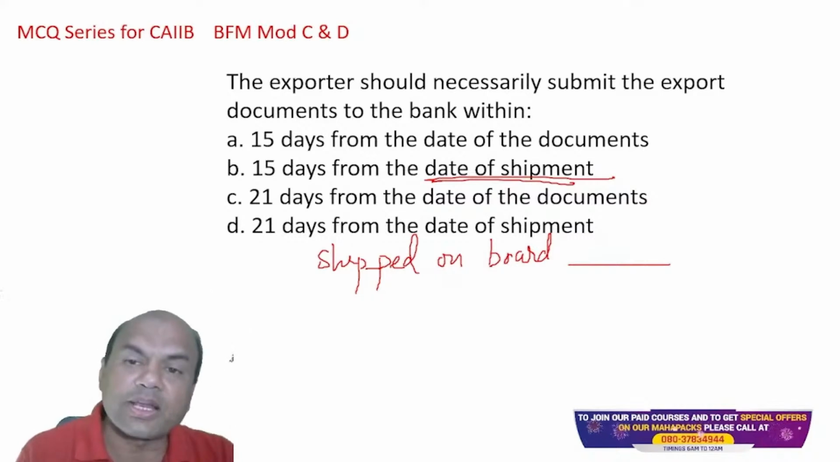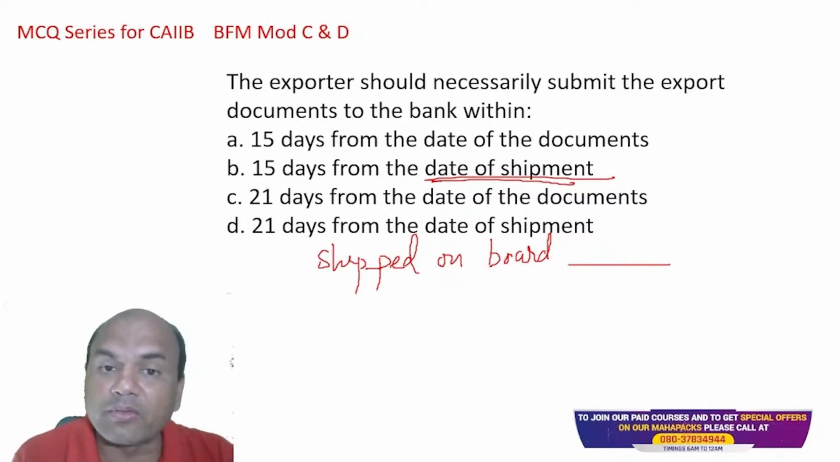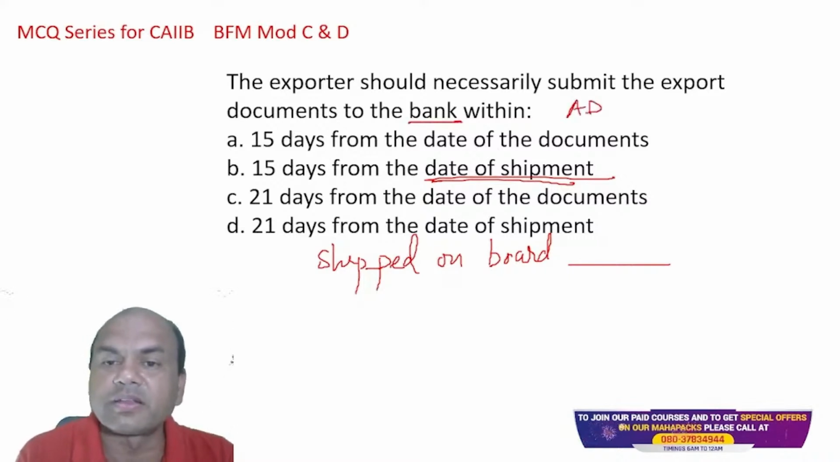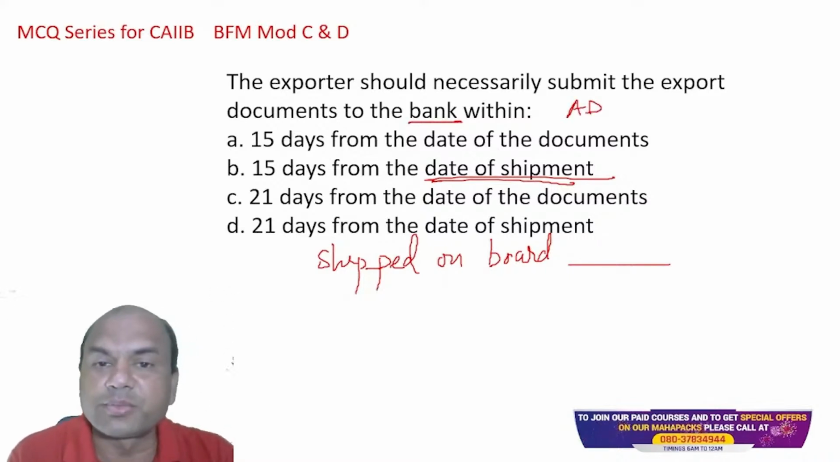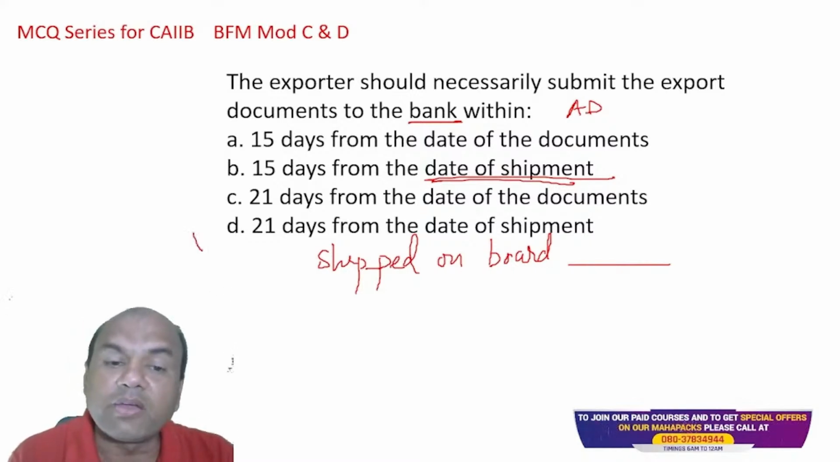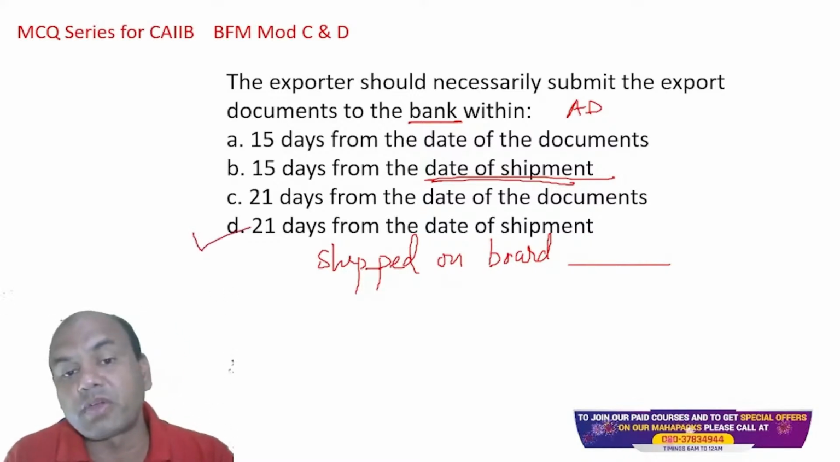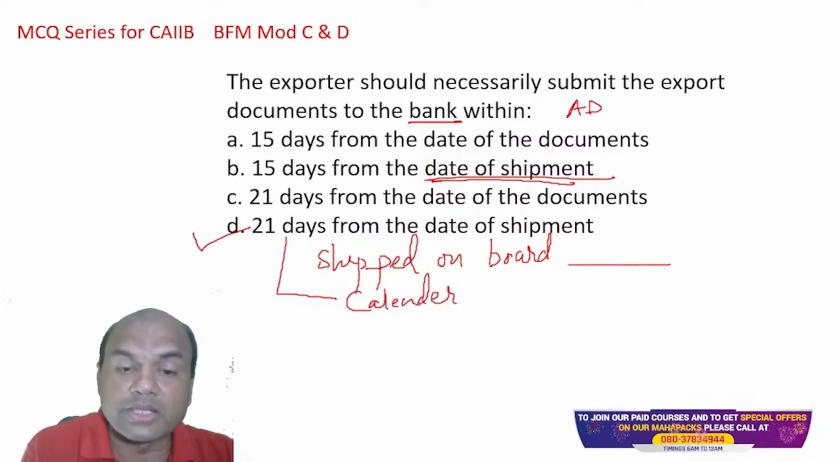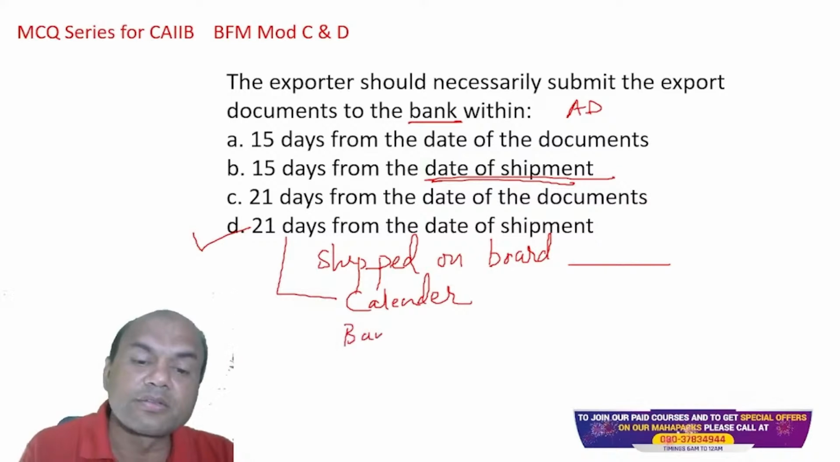So this exporter has to submit the documents to the bank. Actually the word is not bank. It is called AD, authorized dealer. So the exporter has to submit the documents to the AD within 21 days from the date of shipment. Remember, 21, and these days are calendar days. Remember, 21 calendar days. There are 2 kinds of days in banking. One is calendar, second is banking days. Banking days are whenever banks are open.